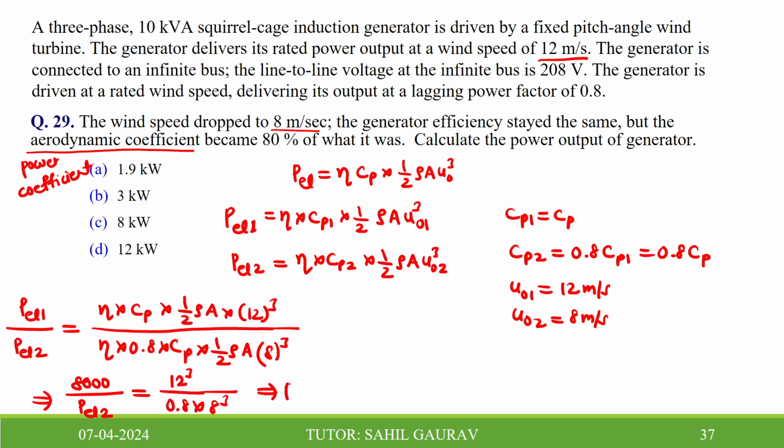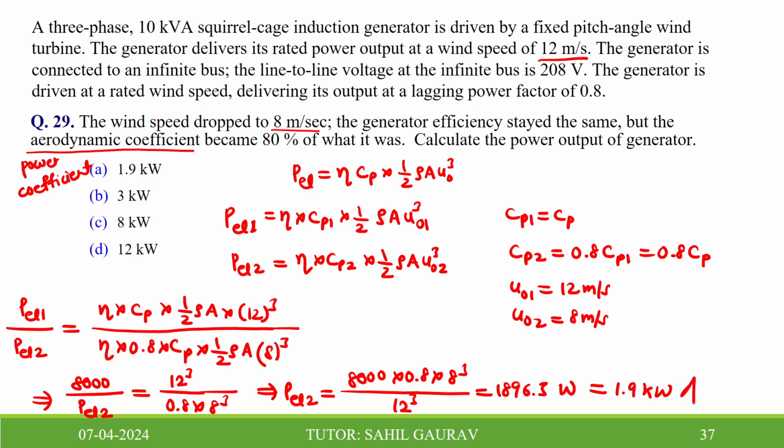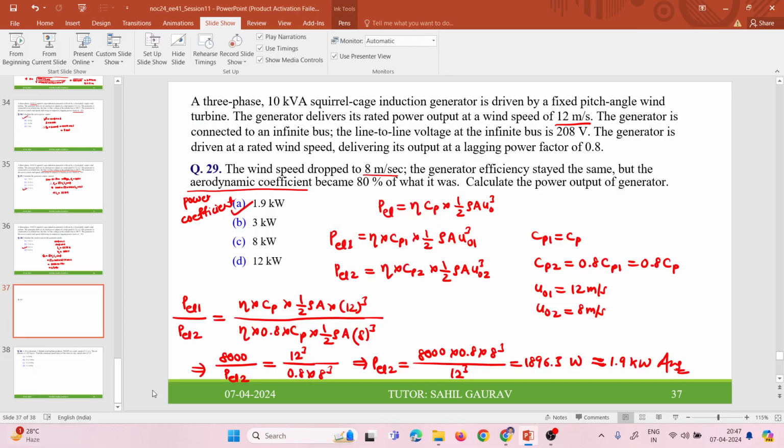So P electrical 2 will be 8000 into 0.8 into 8 cubed upon 12 cubed. So it will give you 1896.3 watt, approximately 1.9 kilowatt. So A is the correct answer, 1.9 kilowatt. Now we are left with one more problem, then we will close our session. The last problem.